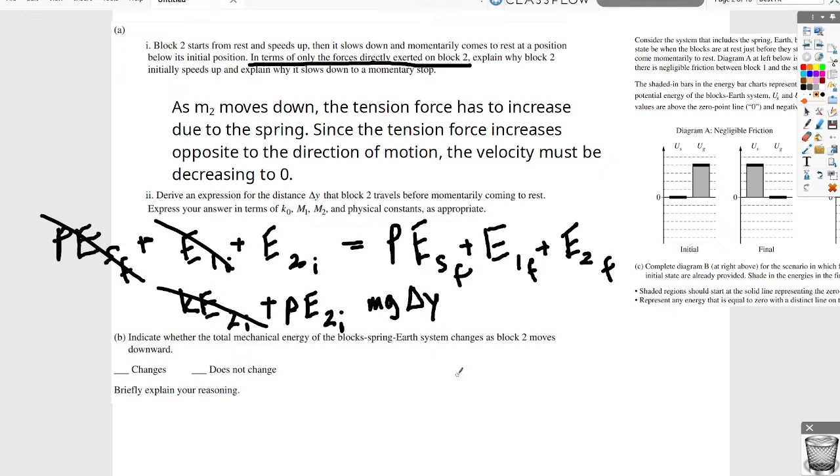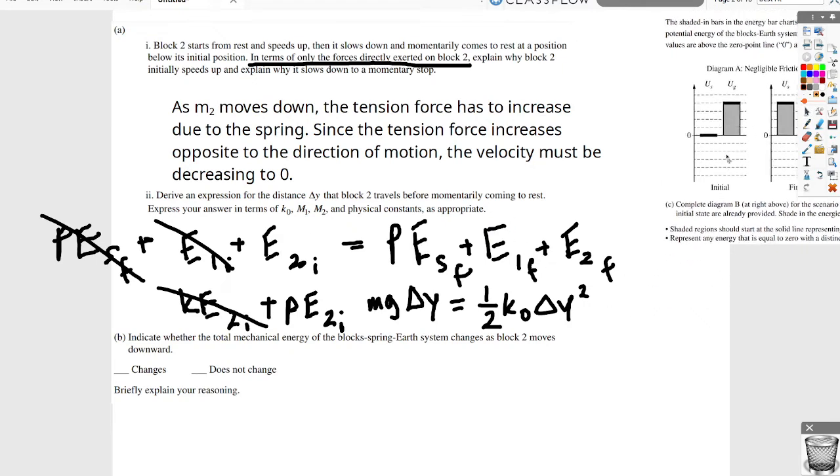Right. So what's the potential energy of the spring final? Yes, they actually do have potential energy final. It's 1/2 k naught delta y squared, plus the energy of the first mass, which is 1/2 mv squared.